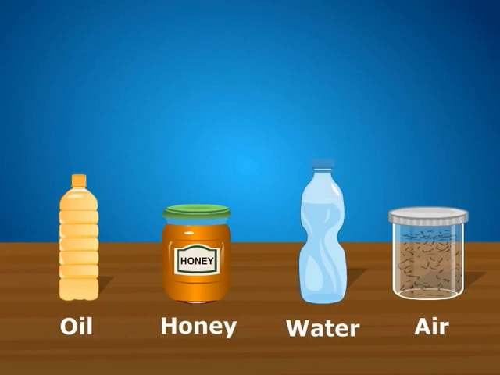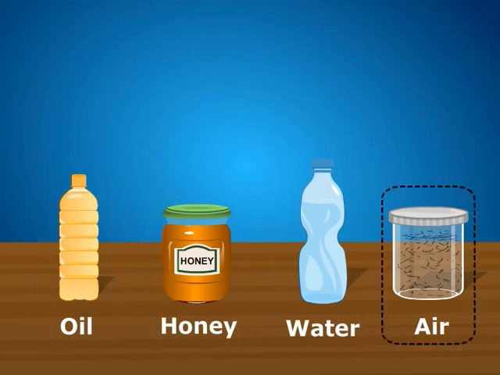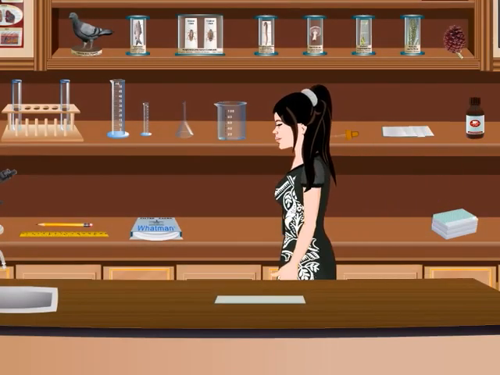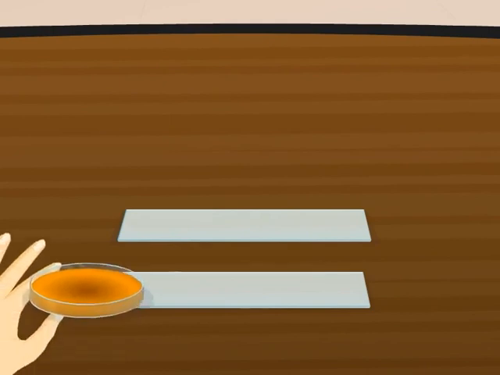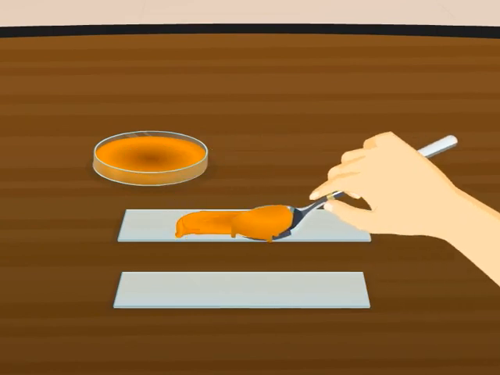Before understanding the concept of viscosity, let us first understand what a fluid is. A fluid is a substance that can flow, for example, oil, honey, water and air. Fluids do not have a definite shape. They take the shape of the container. Consider a fluid like honey enclosed between two parallel glass plates.